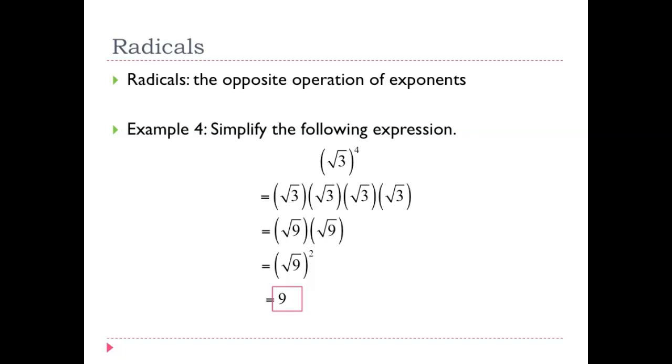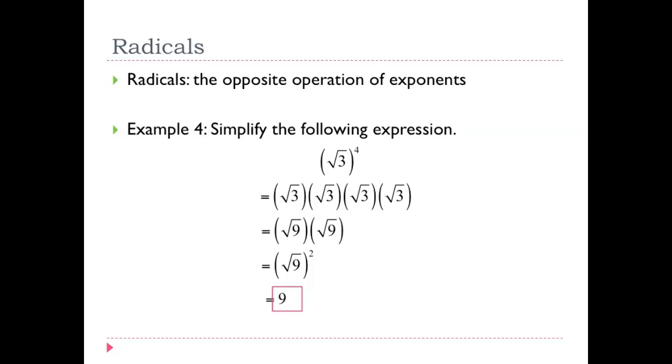Another way to go about simplifying an expression like this is to rewrite the square root as a rational exponent. That means I would write it as 3 to the 1/2 and then to the 4th power. And then you would apply exponent rules and you would multiply a power to a power. So that would be 3 to the 1/2 times 4, which would be 3 squared, and 3 squared is equal to 9.